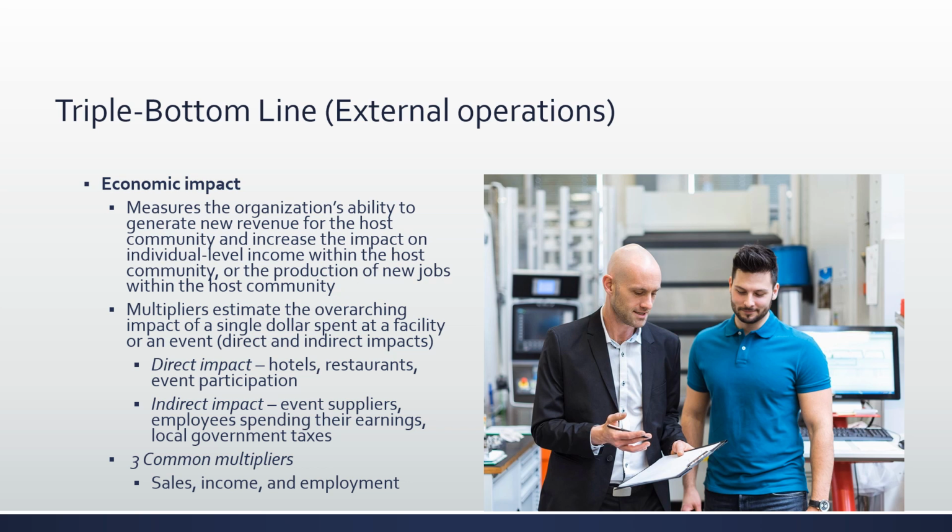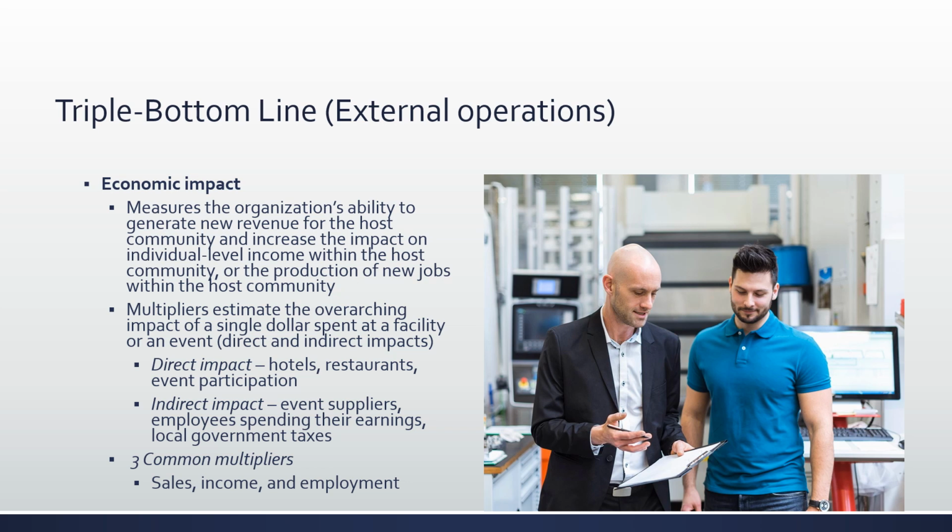For example, the money spent by visitors on hotels and restaurants can lead to increased employment and wages for workers in those industries, and those workers in turn spend money in the local economy. Common multipliers are used to estimate the indirect economic impact of sport facilities and events. Multipliers take into account the ripple effects of spending on the local economy.